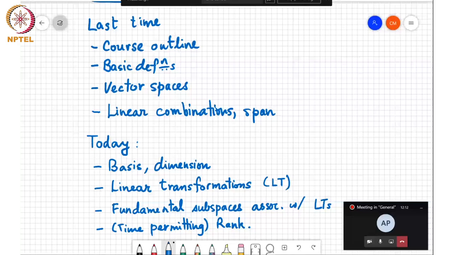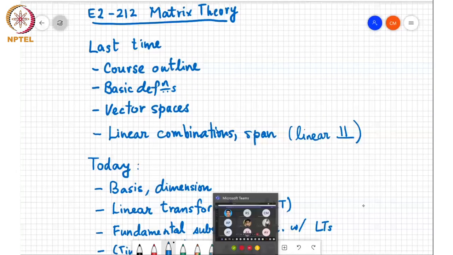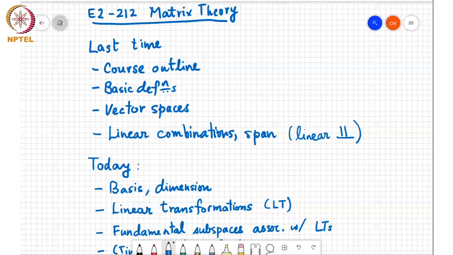Last time we went over the course outline and some basic definitions of matrices, matrix multiplication, matrix addition, and so on. Then we started discussing vector spaces, and in particular linear combinations and linear independence. Linear independence is a very, very central concept to matrix theory and linear algebra.